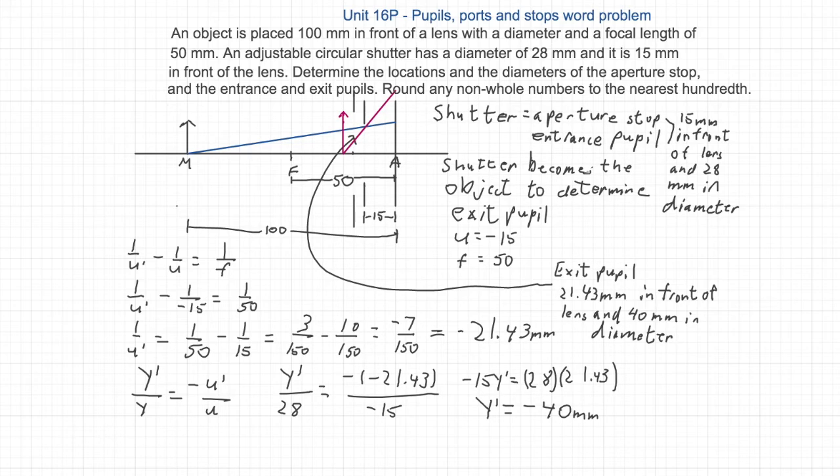So I spoke about cameras in Unit 16 and f-stops and how you can adjust the amount of light that enters the camera by adjusting the f-stop setting.